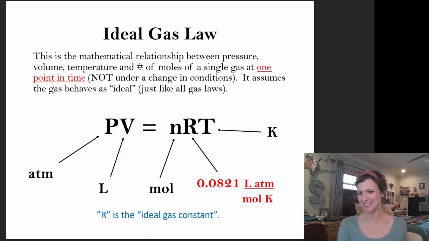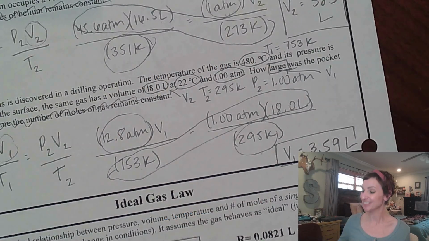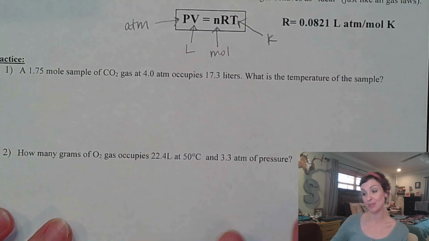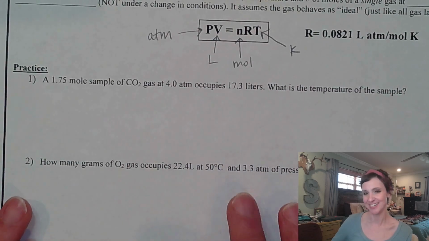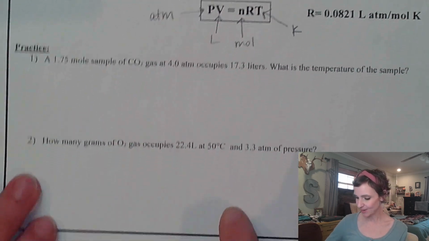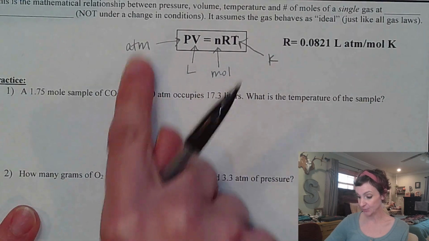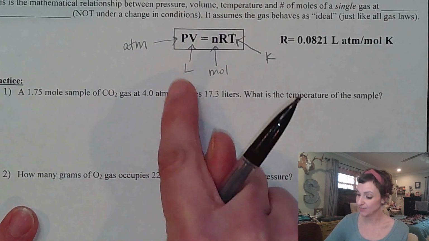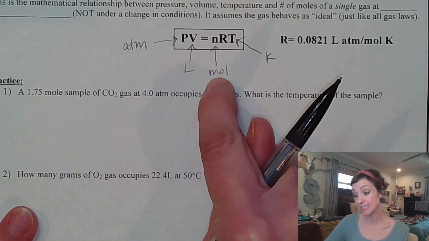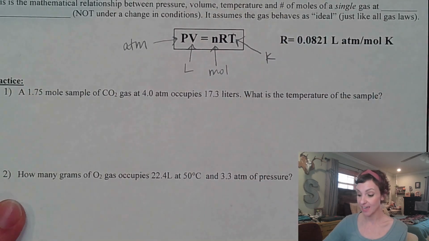So let's go use this ideal gas constant and our ideal gas law and see if we can determine some of the properties of a gas at one point in time, not under a changing condition. So here I go. First one, and I wrote up here just so we have it visually what our R constant is. Pressure needs to be in atmospheres, volume needs to be in liters, n is moles, and then T, of course, is Kelvin.